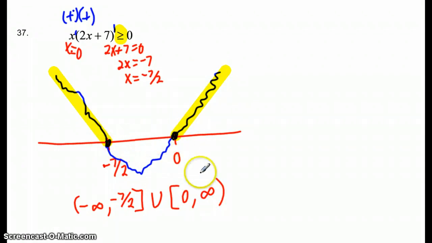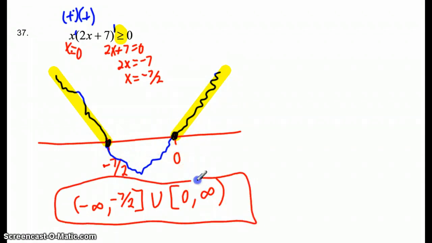The only values that won't work are between -7/2 and 0. If I were to plug in something like -1, -1 times -2 plus 7, -1 times a positive number is negative. A negative number is not bigger than or equal to 0. If we plugged in any number in here, it's not going to make the inequality true. But any number smaller than or equal to -7/2 or any number 0 or bigger is going to make this inequality true.